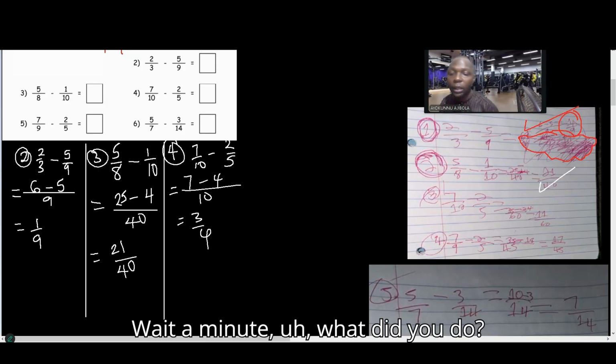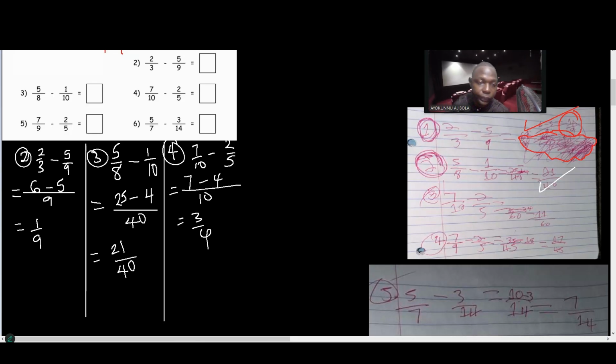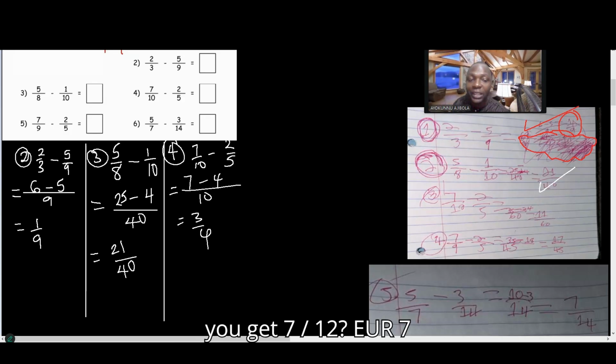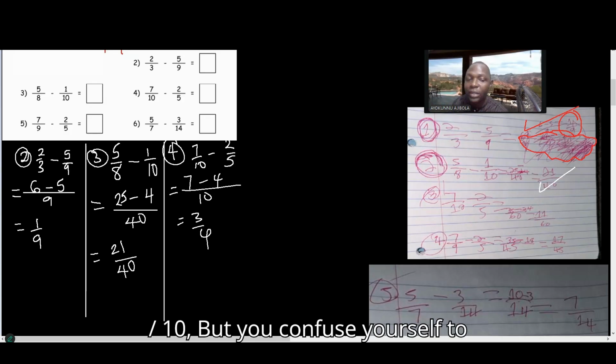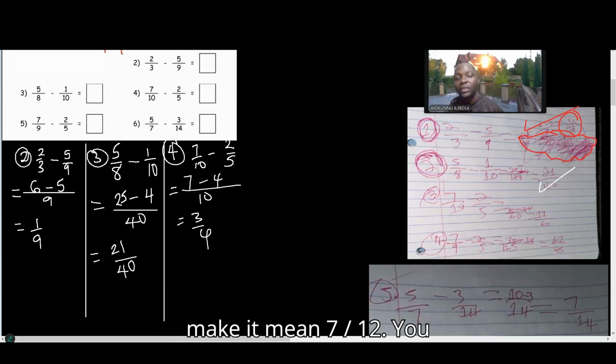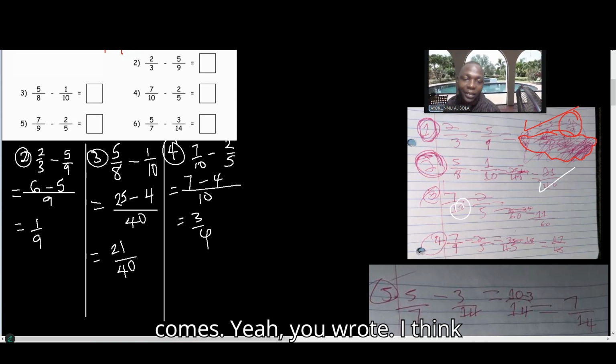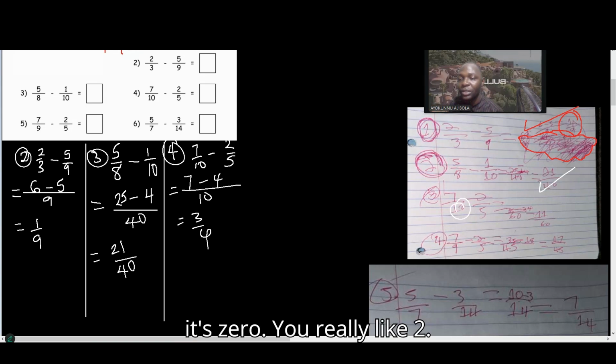Wait a minute. What did you do? You used 7 over 12. Where did you get 7 over 12? You wrote 7 over 10, but you confused yourself to make it mean 7 over 12. You see, that is where your handwriting comes in. Yeah, you wrote 7 out of 10 quite alright, but that is 0. You wrote it like 2.